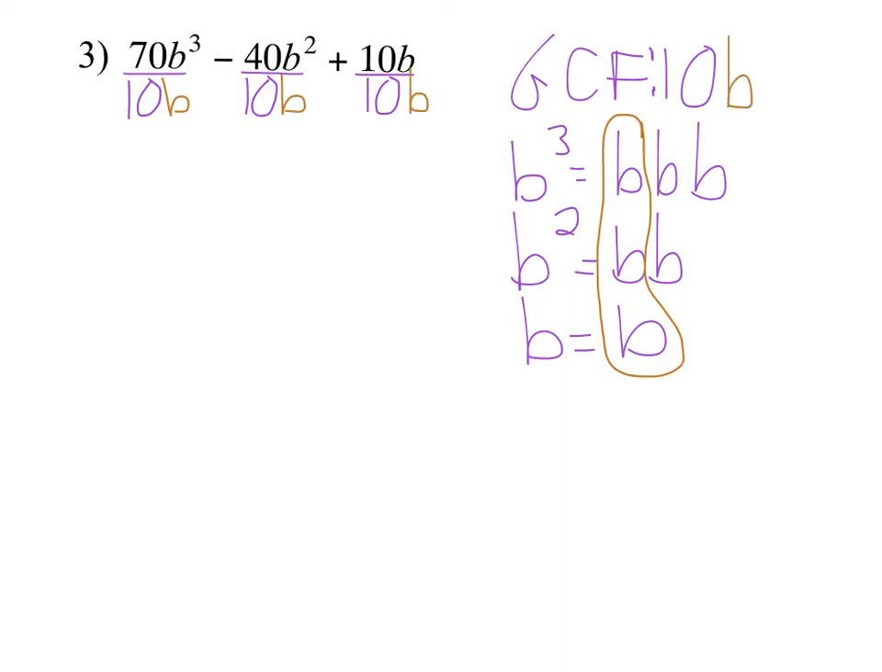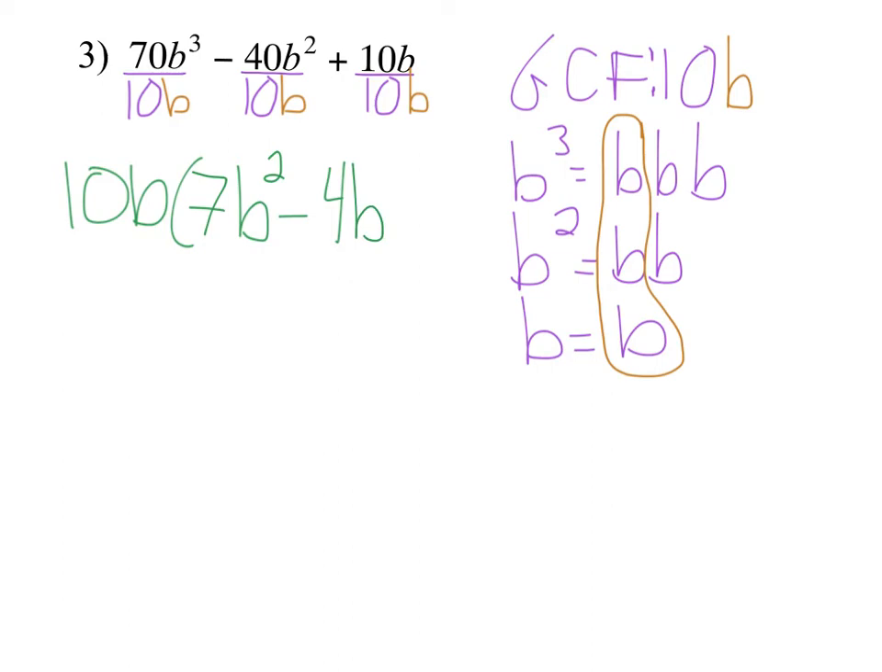So we're going to take out 10B and see what we're left with. When I divide 70 by 10, I'm going to get 7. And this one, the B to the third, when I take 1 out, I still have 2 B's left over, so I'm going to have B squared to show that there's 2 of them. In this problem, I have negative 40 divided by 10, which is going to leave me with a negative 4. And then the B squared, we eliminated 1 B, which leaves us with 1 B.